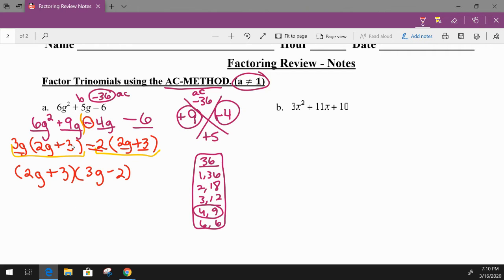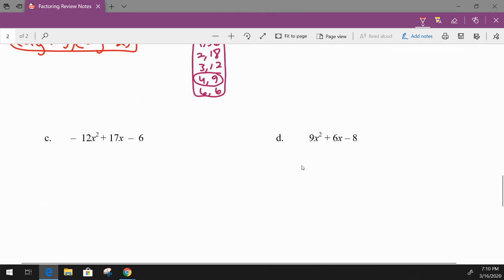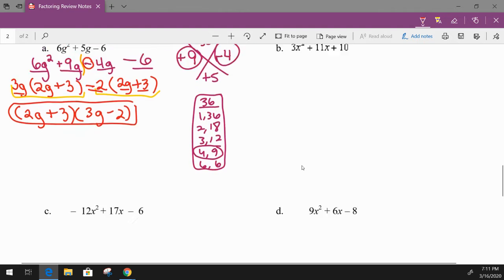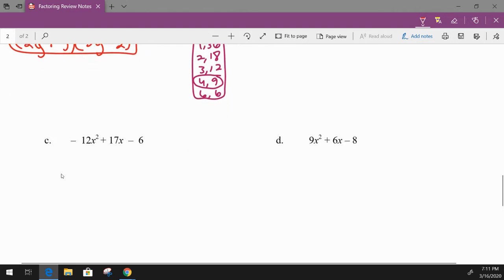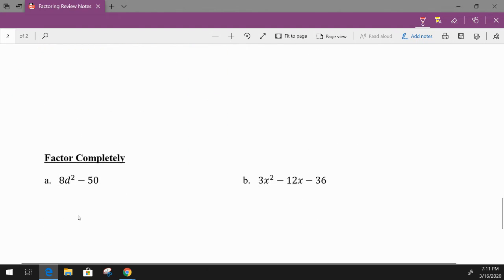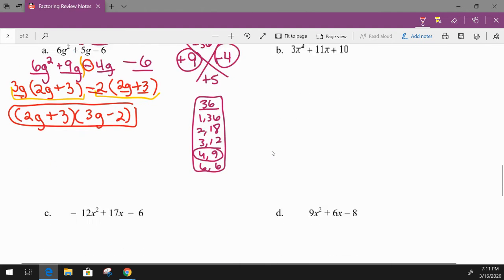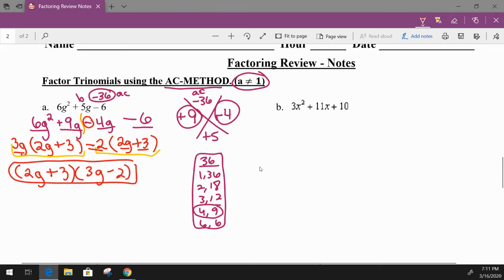So these are factors of that trinomial, and they cannot be factored anymore. All right, so I have 4 examples of AC method here. I'm going to go down to this example C, and then example A down here, and B. And then I'll come back up and do B and D if you feel like you still need some more practice with AC method.